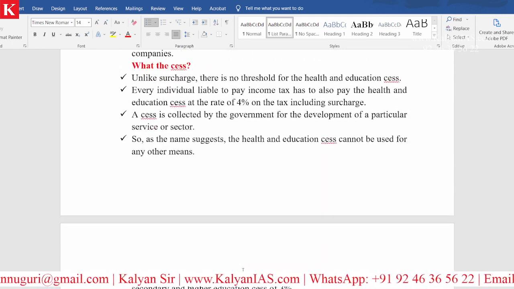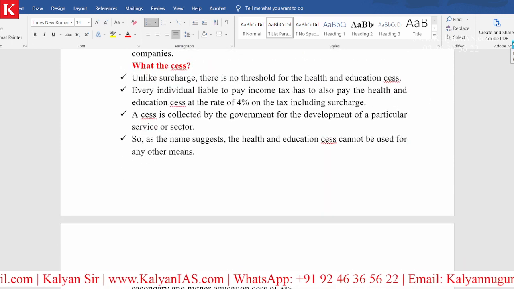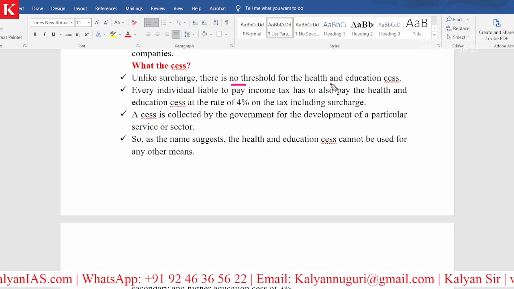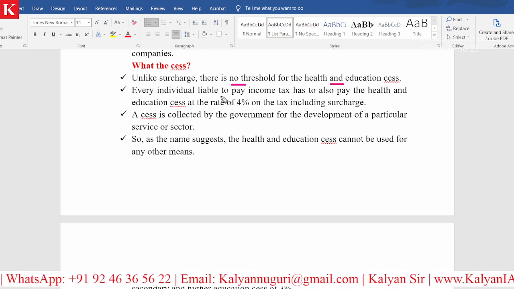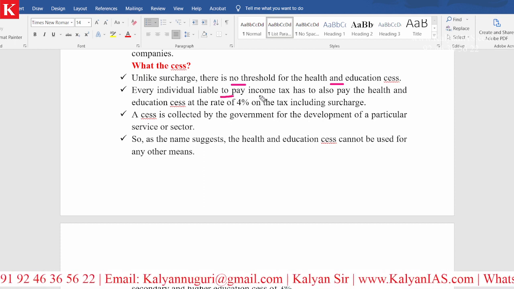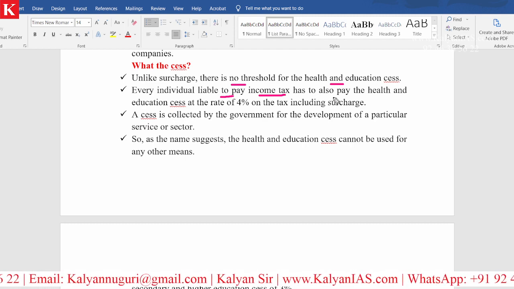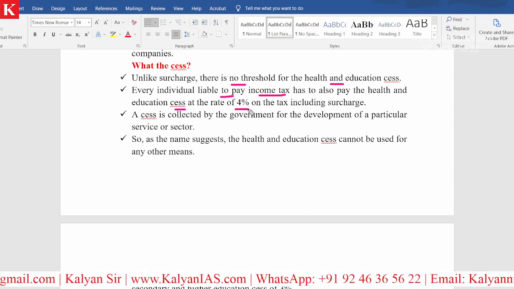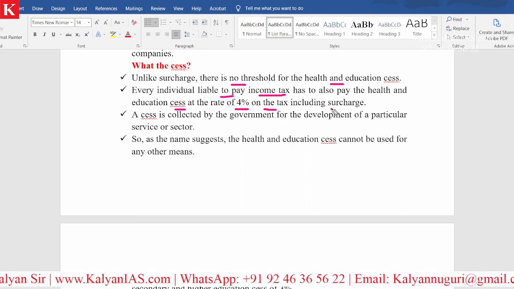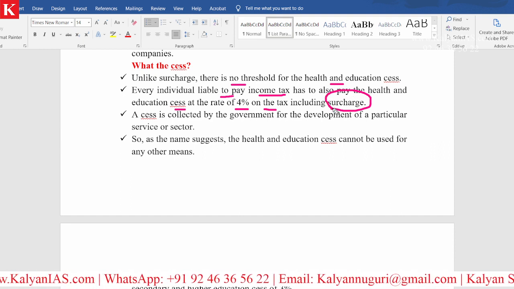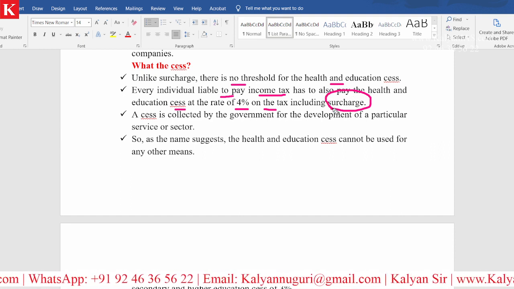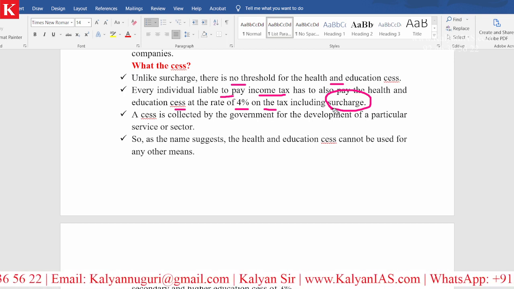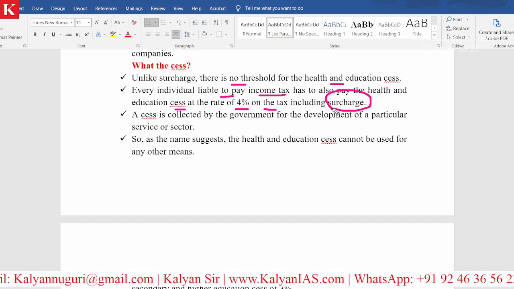And let's see what is cess. When I say cess, unlike surcharge, there is no threshold for health and education cess. Every individual liable to pay income tax has to also pay the health and education cess at the rate of 4% on the tax, including surcharge. Whoever is paying surcharge will be paying an extra amount, right?